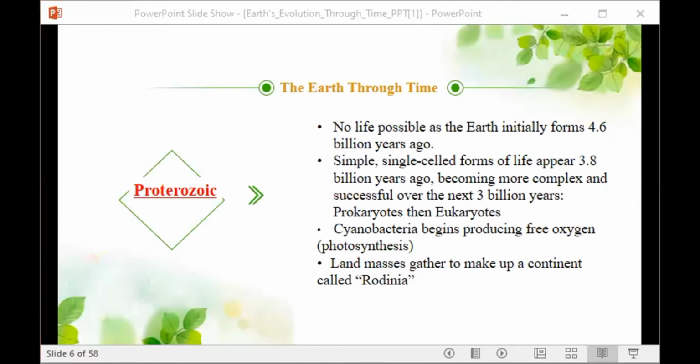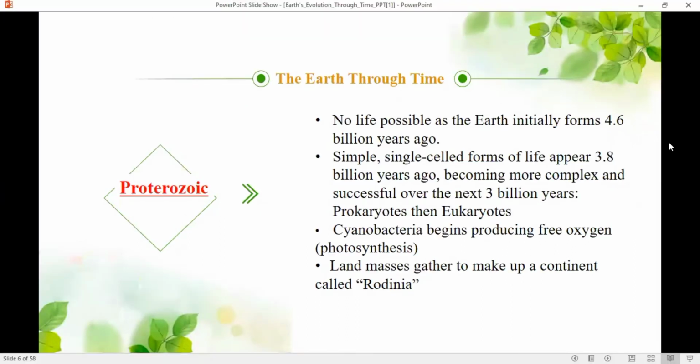While the eukaryotes are those cells or organisms that have a defined nucleus. So always remember that prokaryotes don't have a distinct nucleus, while the eukaryotes have a defined nucleus. The cyanobacteria in this period began to produce free oxygen, and the land masses gathered to make up a continent called Rodinia. The three notable events that happened in the Proterozoic were the transition to an oxygenated atmosphere during the Paleoproterozoic, and the evolution of the eukaryotes.